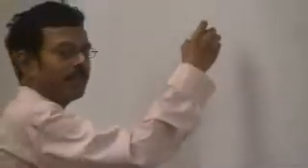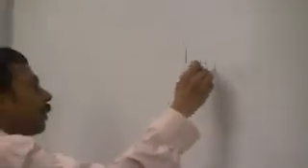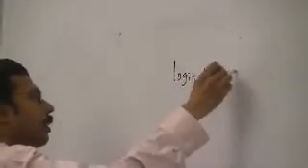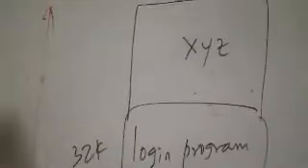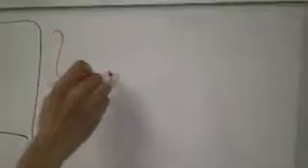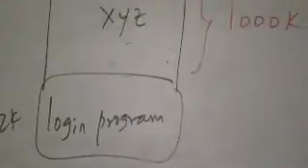So which means, what is the size of the virus code? Right away you can say this: 1000 kilobytes, right? There is a login program of size 32K, and the XYZ virus is attached to that login program. So the whole size is now what? 1032K. So the size of the virus is going to be what? 1000K, right?